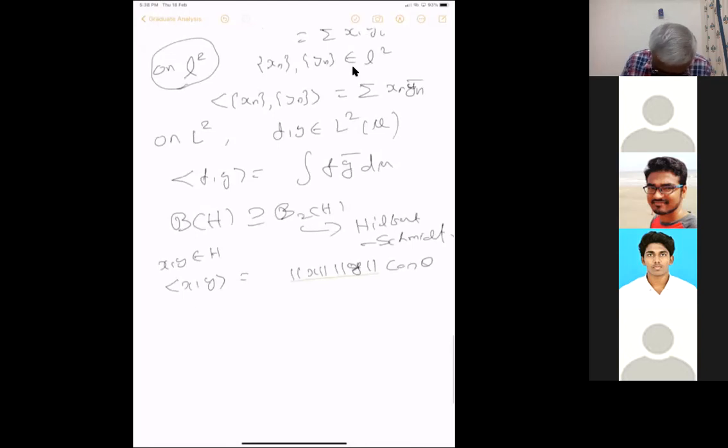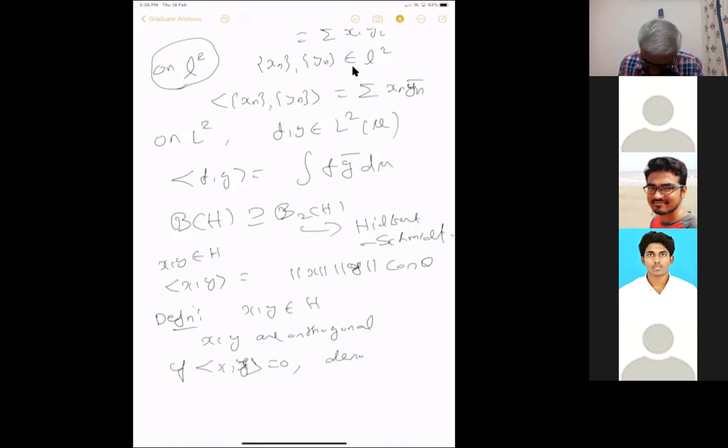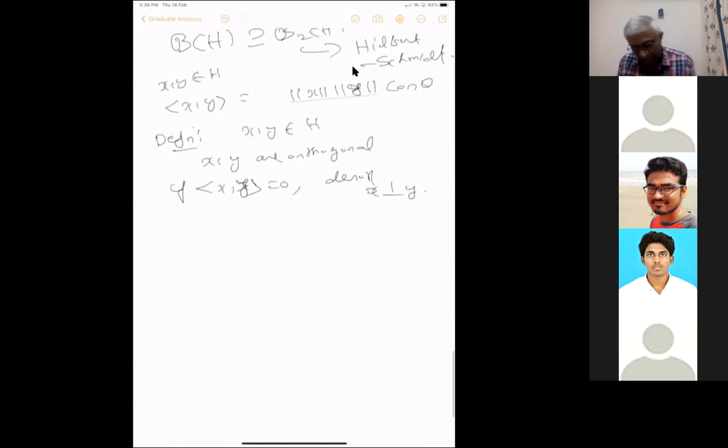So we can define angle, and in particular we can define orthogonality like this. Definition: we take x, y in H. x and y are orthogonal to each other if the inner product of x and y equals 0, and we denote this by x is orthogonal to y. This is the notation for orthogonality.